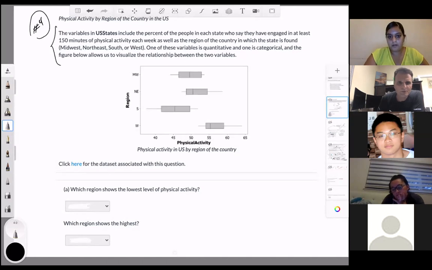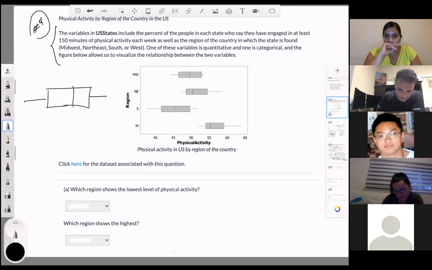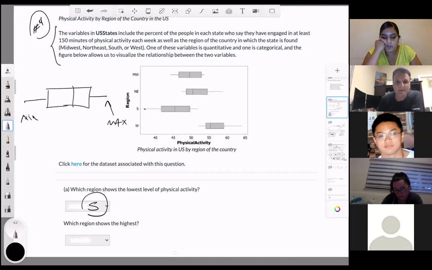So which region shows the lowest level of physical activity? In the box plot, there are 5 numbers, correct? This is a minimum and that guy is a maximum. So this one looks like it has the lowest minimum. So I'm going to go with South. Which region shows the highest?